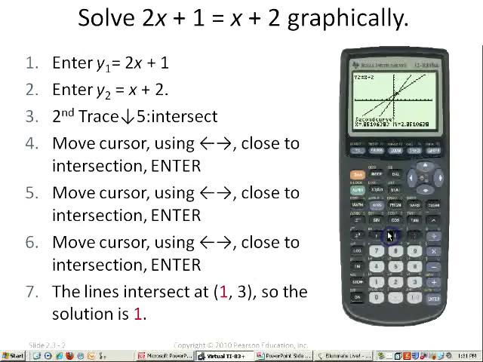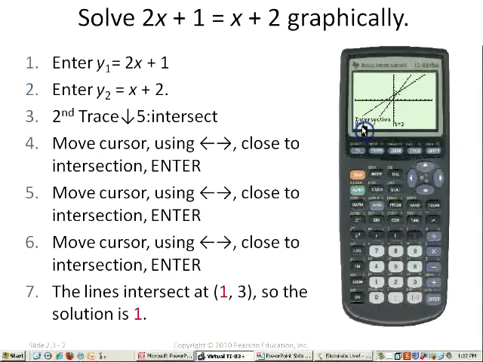And press enter. Then it says second curve question mark. So we want to do the same thing. Your cursor will probably stay close enough to the intersection that you don't have to move it. You may move it, but you probably can just press enter. And again, guess, question mark, press enter again. As long as you stay close to the intersection, you don't need to move your cursor through these 3 steps.